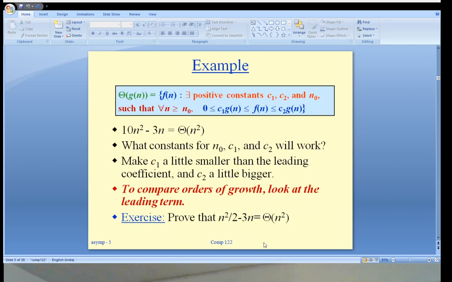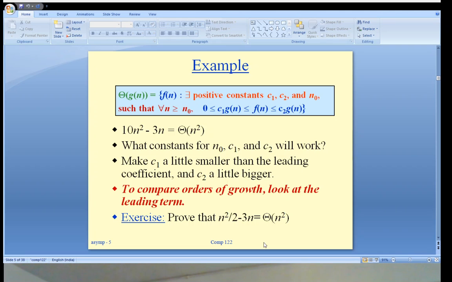For example, for the theta notation, take the example of 10n squared minus 3n. What constant for n0 will work? c1 is a little smaller than the leading coefficient and c2 is a little bigger, right? To compare the order of both, look at the leading terms, because in this function we compare the leading terms to determine the complexity of that function. In the given function 10n squared minus 3n, the growth of the n term is very much less in comparison to n squared.